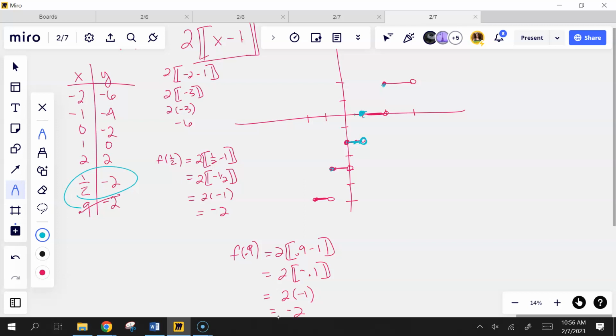This point is 1/2, negative 2, right here. You could have put in 0.9 just to double check and make sure that it goes all the way through. The greatest integer of 0.1 is 0. They all round down. Did you have a question?